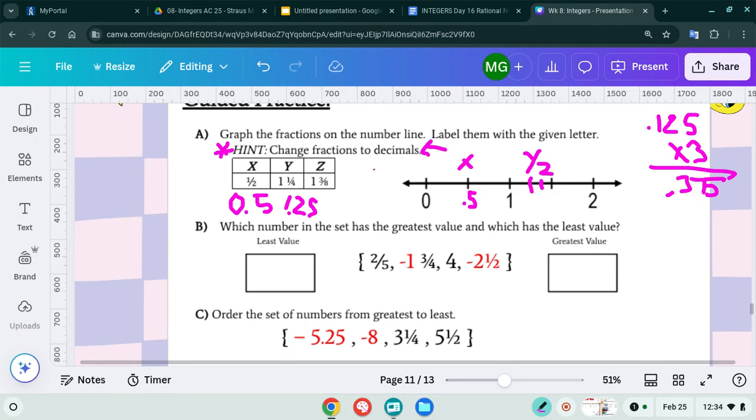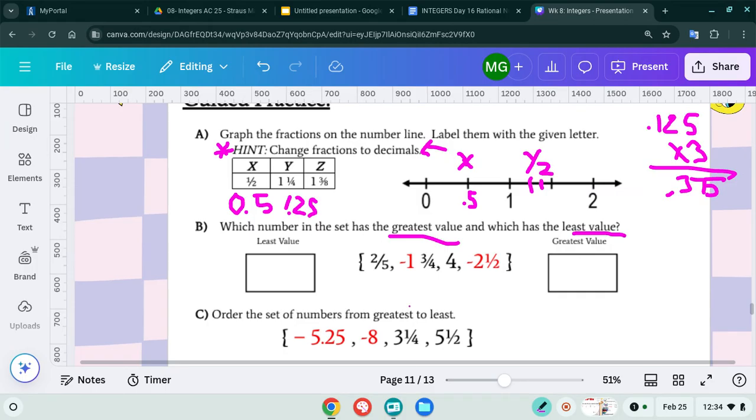Okay, and again, please excuse my handwriting. I'm trying my best with this mouse. All right, this next one, let's take a look at it. Okay, so here we see that they want to know in the set of numbers who has the greatest value and who has the least value.